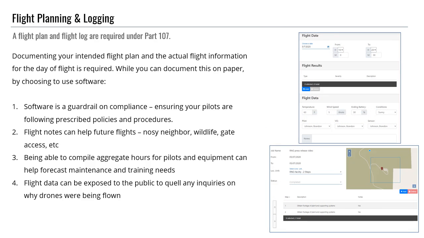Documenting your intended flight plan and actual flight information for the day of the flight is required. Well, you can document this on paper, or by choosing the right software. Software is a guardrail on compliance. Flight notes can help future flights. Being able to compile hours for your pilots and equipment can help you forecast maintenance and training requirements. Flight data can be exposed to the public to quell any inquiries of why drones were being flown in that area.